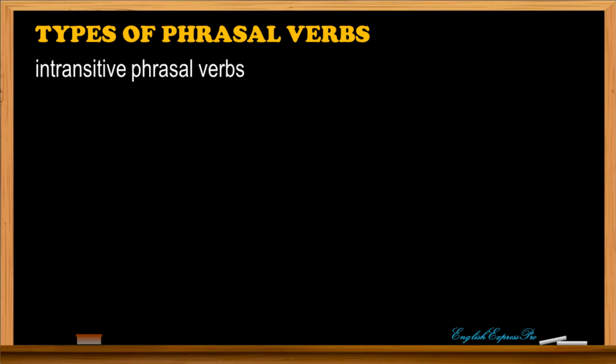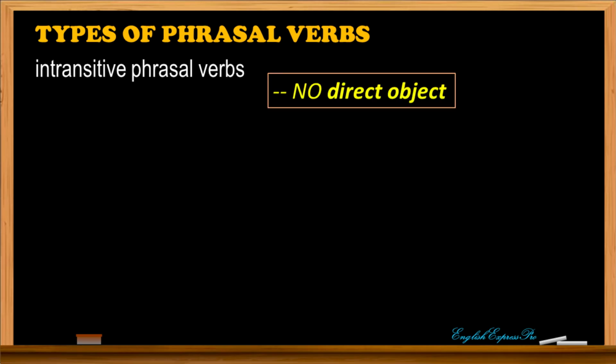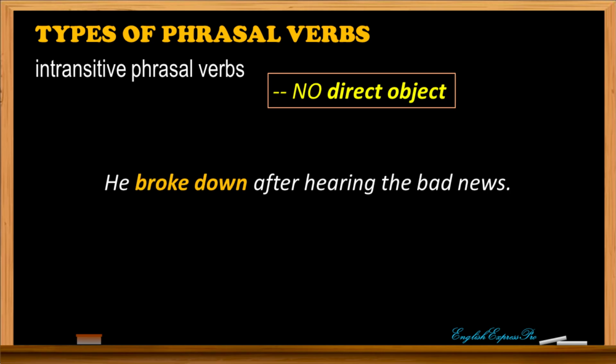Next, we have intransitive phrasal verbs. These phrasal verbs do not take a direct object. The action is complete without needing anything else. I woke up late this morning. There's no direct object here. Nothing or no one is waking up. It just happens. He broke down after hearing the bad news.